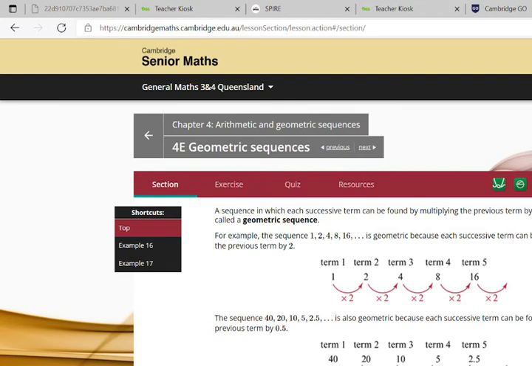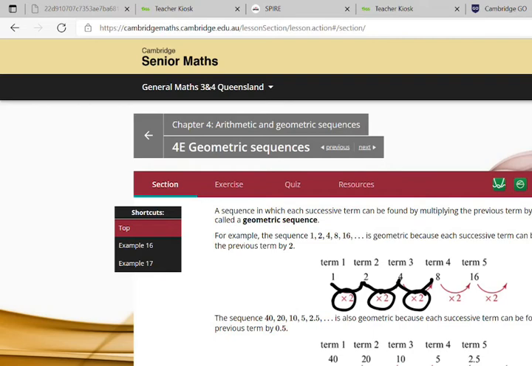So here we go. We have some geometric sequences. You'll see the first one they give you, 1, 2, 4, etc. To turn a 1 into a 2, we multiply it by 2. To turn a 2 into a 4, we multiply it by 2. To turn a 4 into an 8, we multiply it by 2. So you can see the sequence. You're just multiplying this time instead of adding.